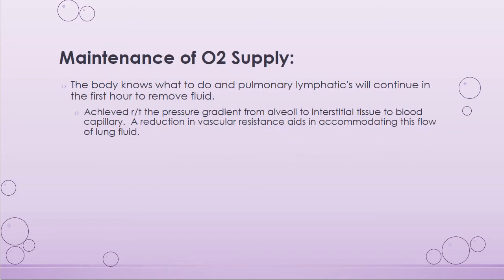Maintenance of the O2 supply. The body knows what to do, and the pulmonary lymphatics will continue in the first hour to remove fluids. How does it happen? It's achieved because of the pressure gradient from the alveoli to the interstitial tissue to the blood capillary. It's a pressure gradient that does that.